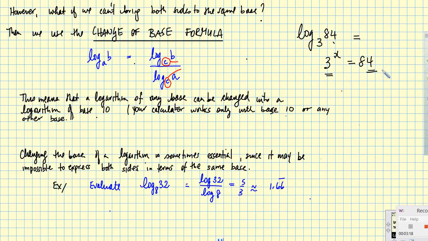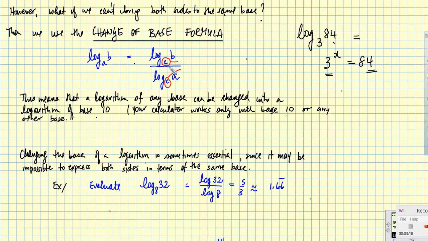In other words, what value of x when 3 is raised to the power of x is going to give me 84 as my final answer. Alright, so if I take a look at the formula that I have, this is called the change of base formula, and what I have is log base a of some number b, okay? And what it basically says is that I'm going to take log base c of b divided by log base c of a.